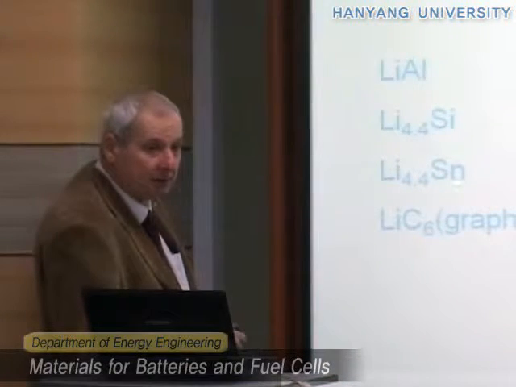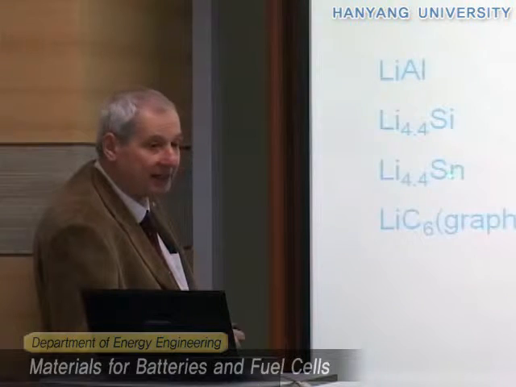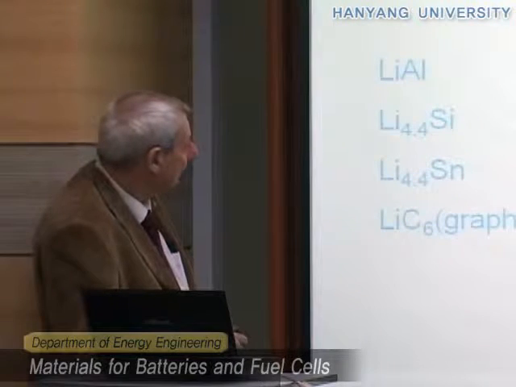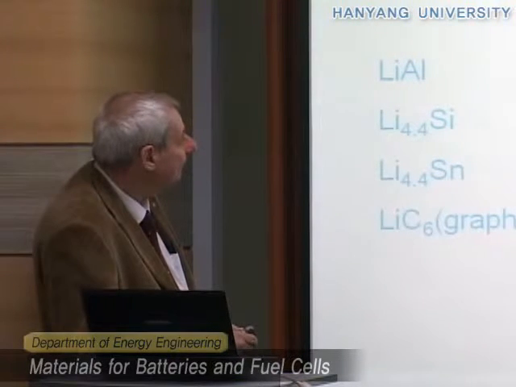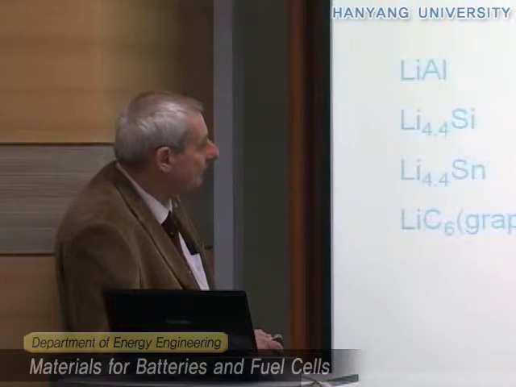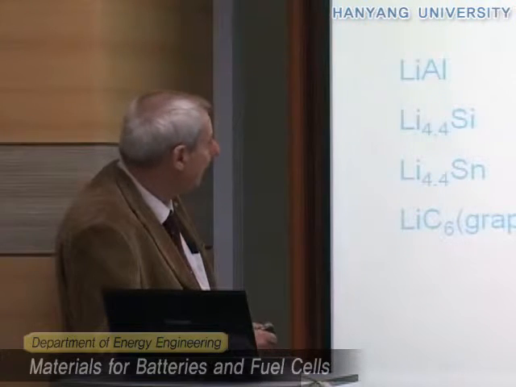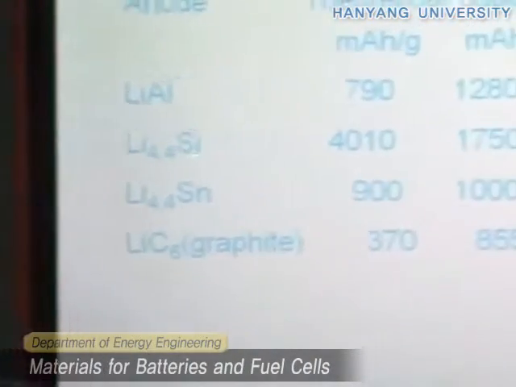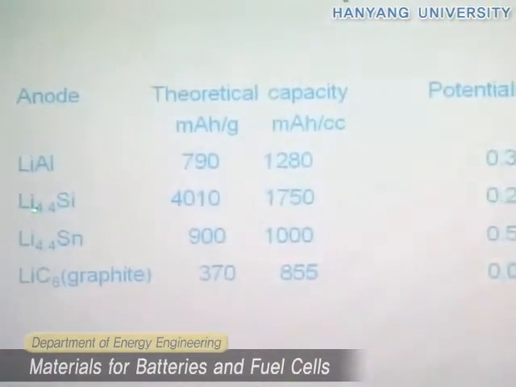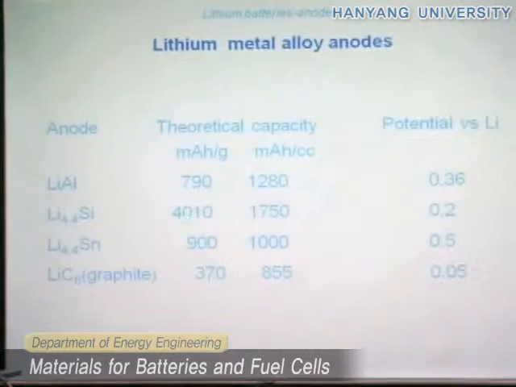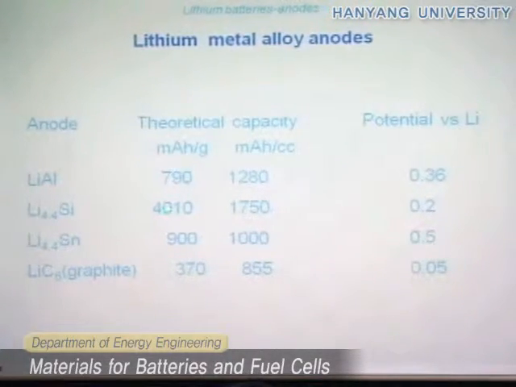Let's take now this one, which is the alloy with tin. What is this tin doing? It can accept lithium up to 4.4 equivalent per mole. This gives you a capacity of 900 milliampere hour per gram, three times this one, and 1000 milliampere hour per cc. And the voltage is also good. But the most important, of course, is this one. You can see that now we have silicon. Silicon can alloy lithium up to 4.4 equivalent, like this one. But look, the capacity now is one order of magnitude higher than graphite.